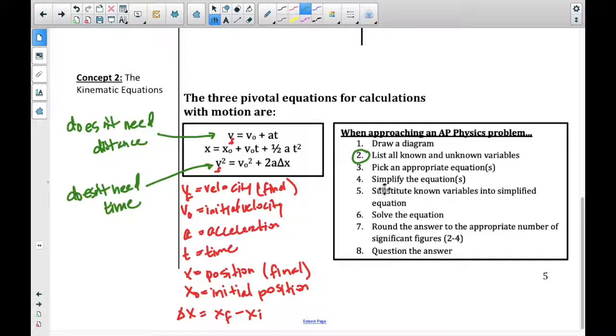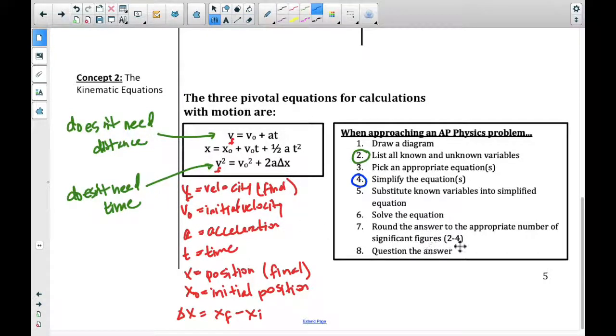Simplifying the equation. Things like, can you look at this middle equation for just a second? Can you see that maybe I could subtract that X sub O to the other side? And if I subtracted that X sub O to the other side, then I could rewrite this as delta X is equal to V sub O T plus 1/2 A T squared. So sometimes it's helpful to rearrange the equation into the order that we need it, or using the variables that we need. And then we're going to plug our variables into the equation, solve the equation. Now, significant figures.